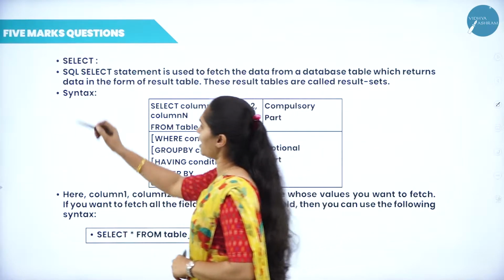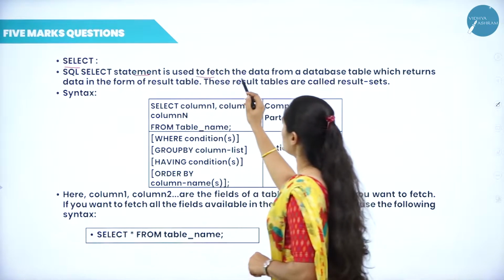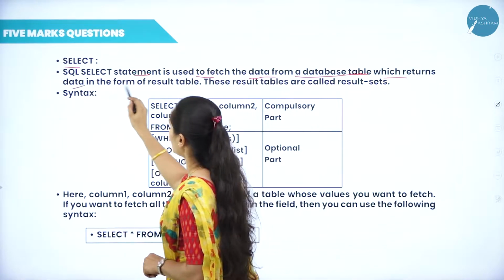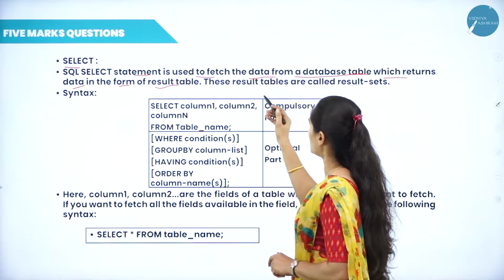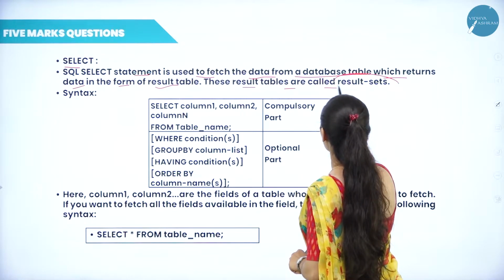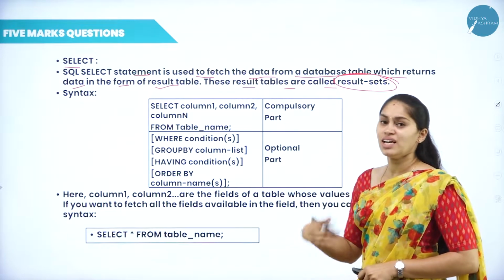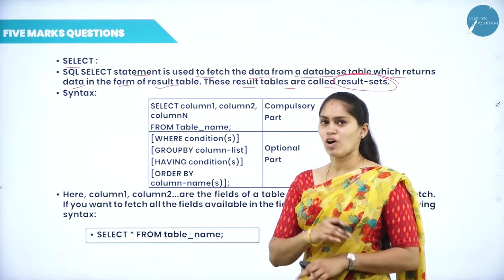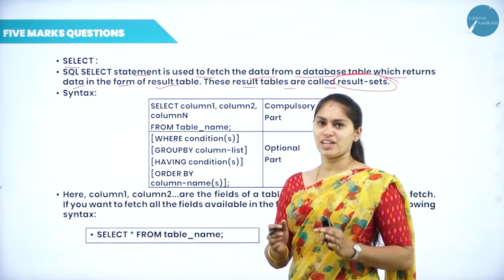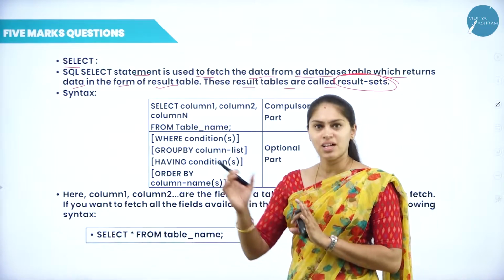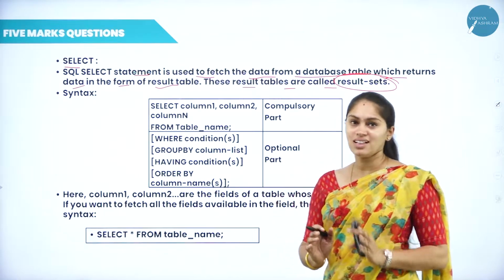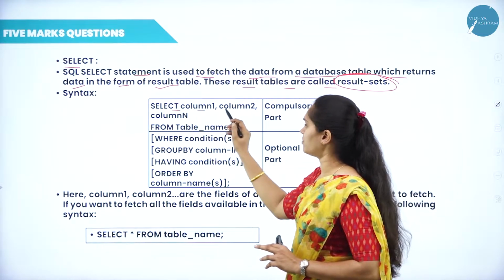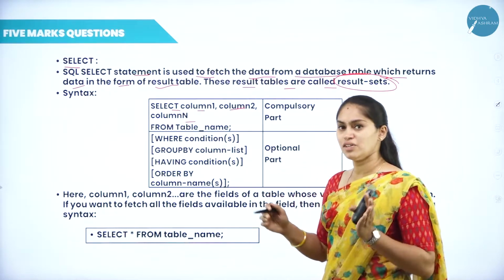So here I have taken select, that is mainly used to fetch the data from a database table which returns the data in the form of a result table. The result tables are called result set. So in order to display the output, we are going to use this select. Or if I wanted to use all the rows or all the columns of a table, select star from table name. So that is the general syntax. So here you can see the general syntax, select column 1, column 2 up to column n from table.